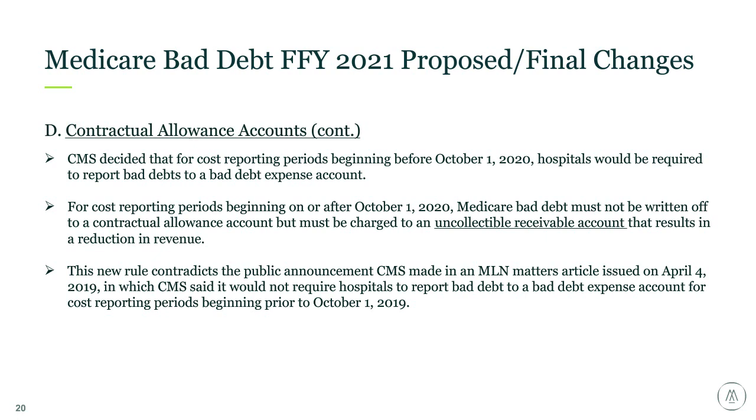However, CMS decided for periods after October 1st, 2020, hospitals must write off bad debt to an uncollectible receivable account that results in a reduction of revenue. It cannot be written off to a contractual allowance account and be considered bad debt.